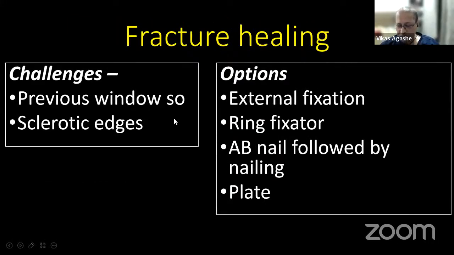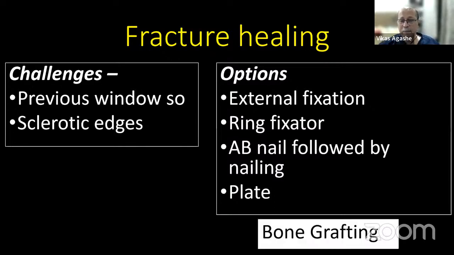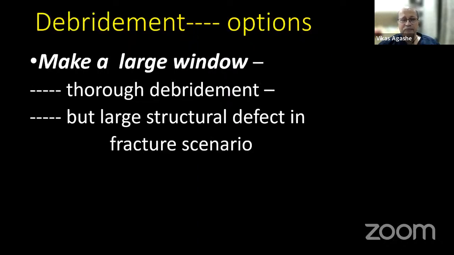So what should I do? The challenges are that I have a previous window, and I have sclerotic edges of that window. So if I do an external fixator or ring fixator or antibiotic nail or a plate, these would be my options. And of course, since there is a window, bone grafting would be almost mandatory. So what are the options?